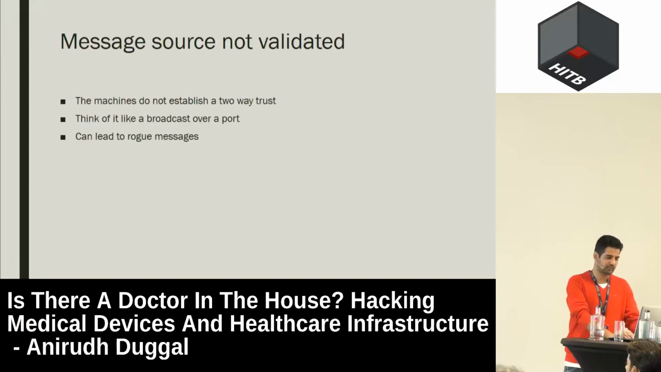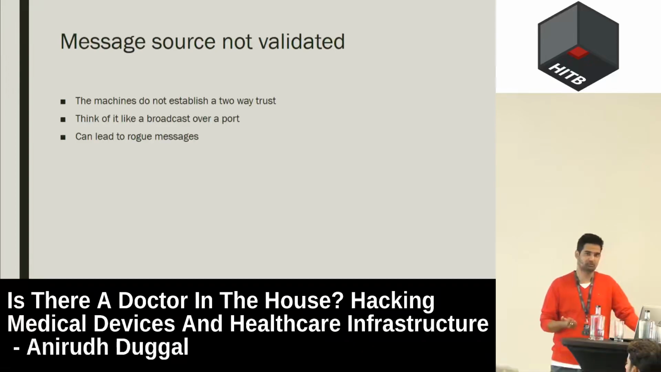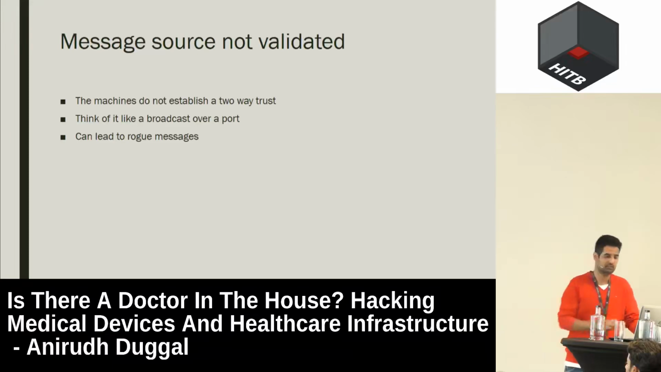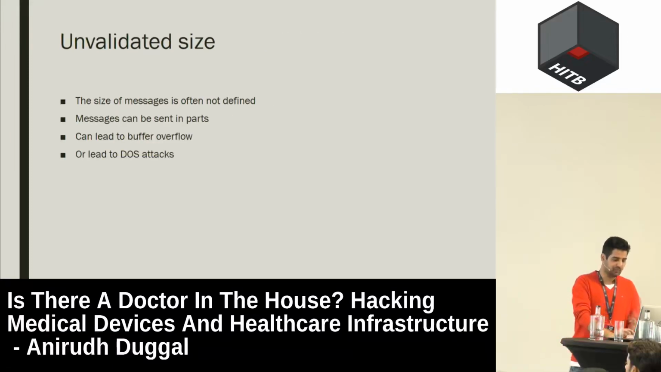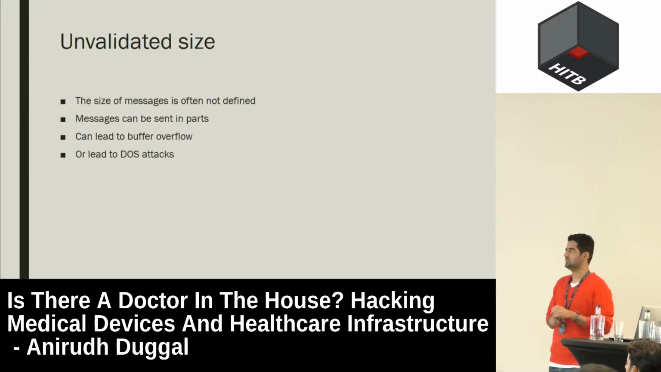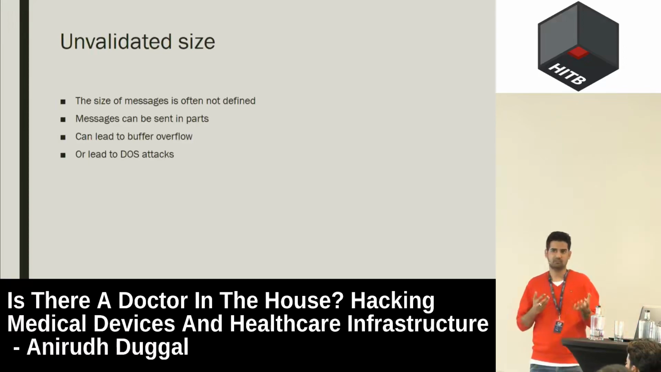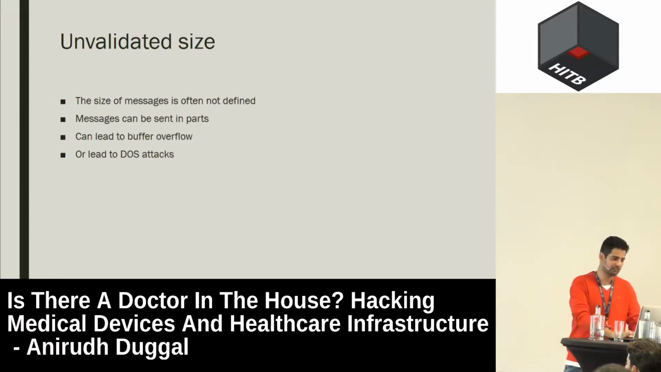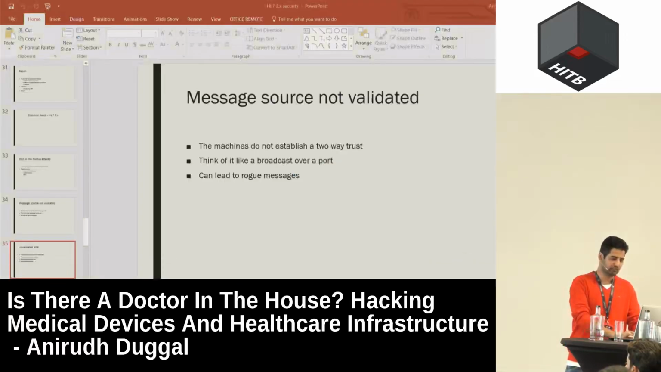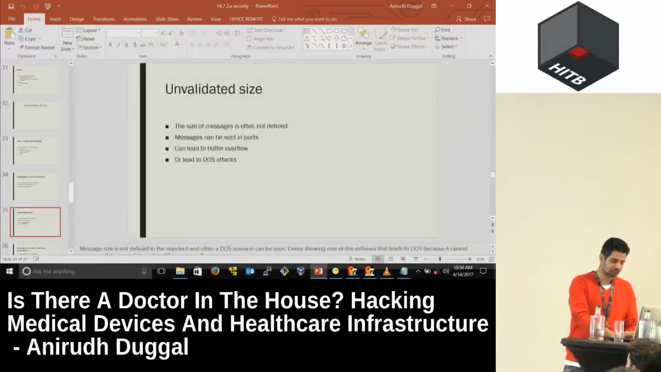What I realized is that you can actually broadcast over a port and then force the other side to accept all of the junk that you send. You can send junk data, and it'll just keep accepting it. This was because of unvalidated size. HL7 by definition does not validate a size. This can lead to a buffer overflow attack, and I'll show you how it's done.